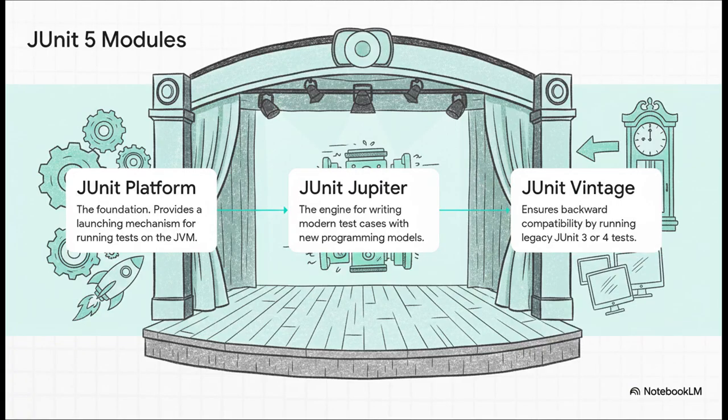The best way to think about it is like a theater. The JUnit platform, that's the stage itself. It's the foundation that lets you launch and run tests on the JVM. Then you have JUnit Jupiter. That's the engine for writing all your brand new modern tests with all the latest goodies. And finally, there's JUnit Vintage. Think of this as a special engine that lets you run all your old tests, the ones written in JUnit 3 or 4. It means nothing gets left behind, and you can upgrade at your own pace.